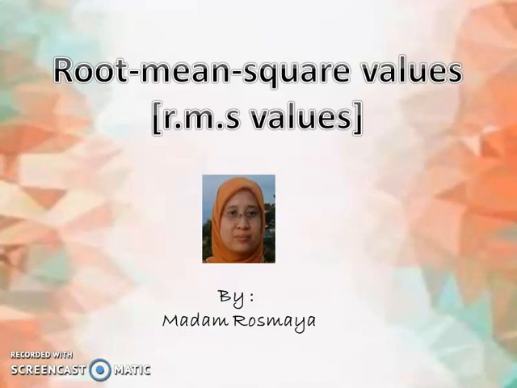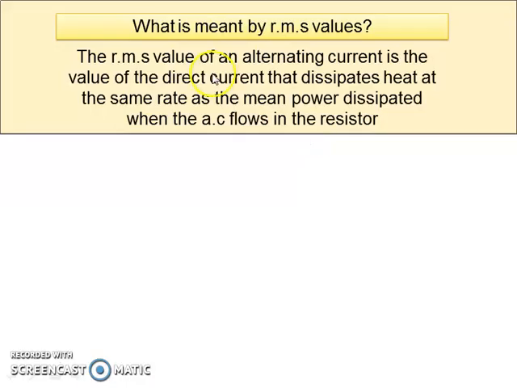So in this video, I'm going to discuss the topic root mean square values, or in short form, RMS values. So what is meant by RMS values? The RMS value of an alternating current is the value of the direct current that dissipates heat at the same rate as the mean power dissipated when the alternating current flows in the resistor.